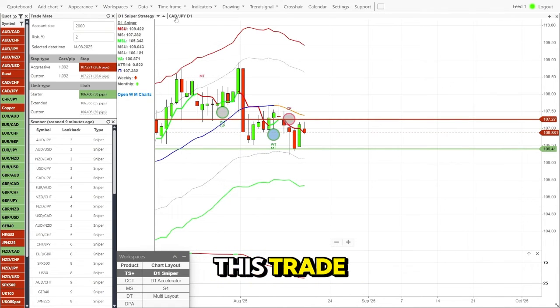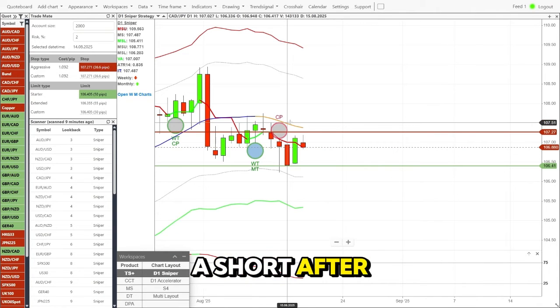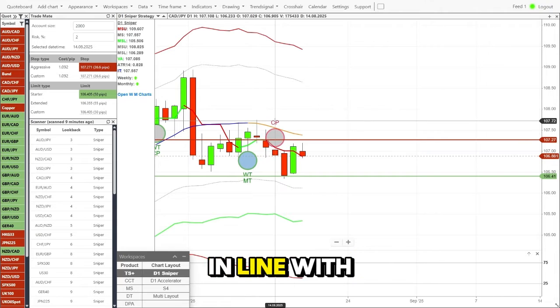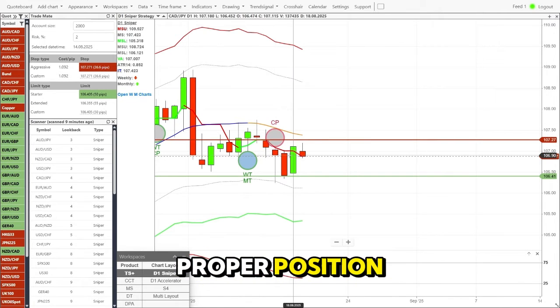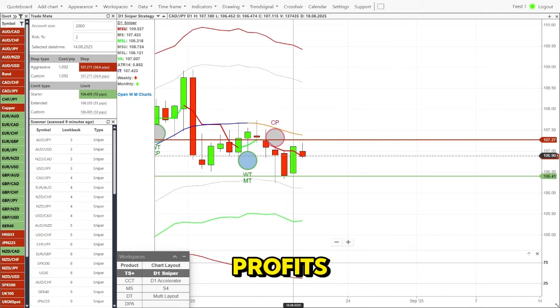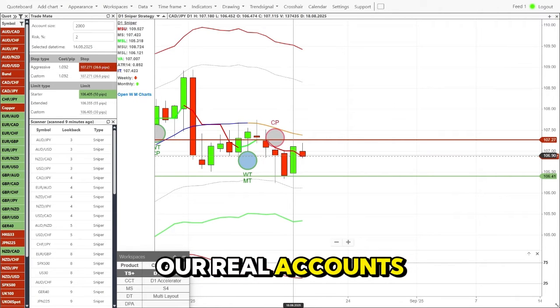First of all, we'll start with this trade. It's the Canadian dollar versus the Japanese yen. We're looking at a short after a recent buy trade, in line with a charting pattern. Let's go through the steps to making sure that this is a proper position. We'll then talk about the stop losses, the take profits, and what this actually means for our real accounts.